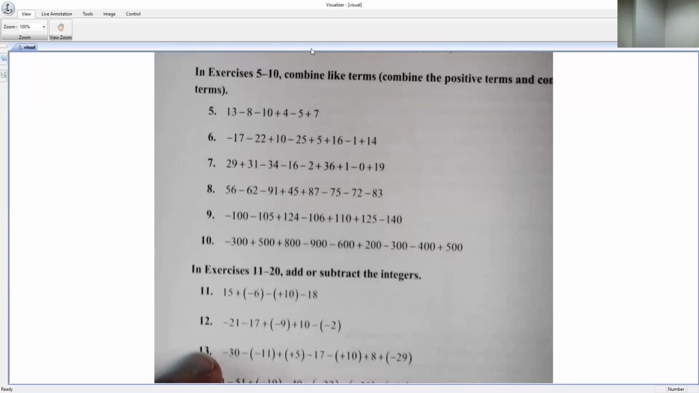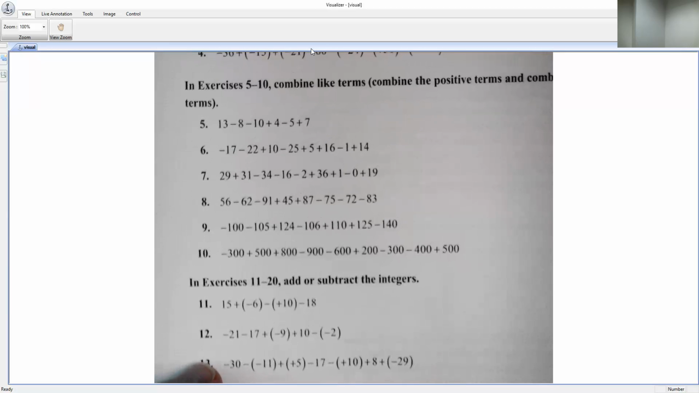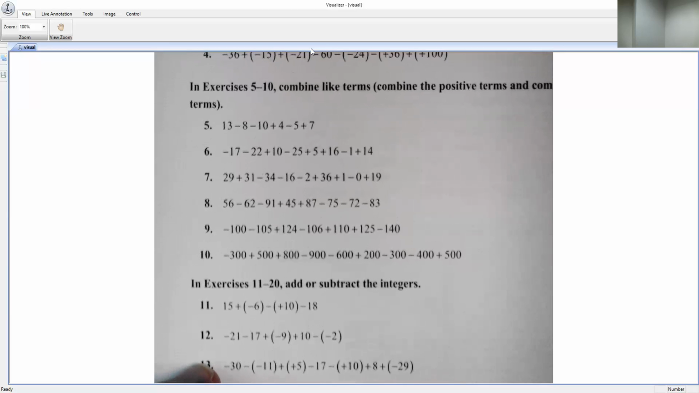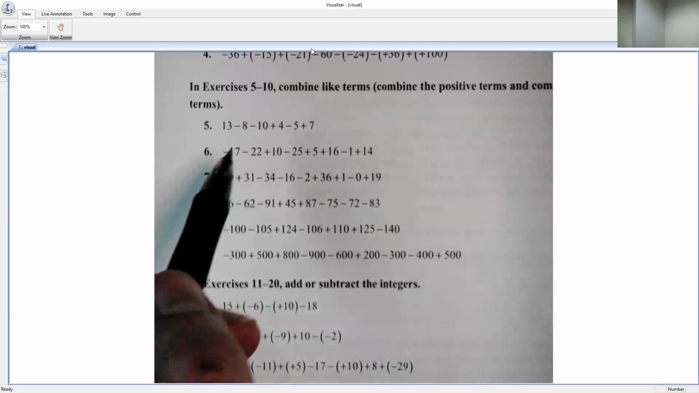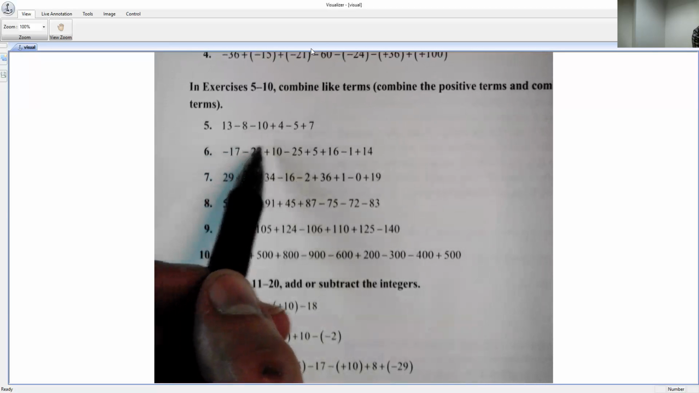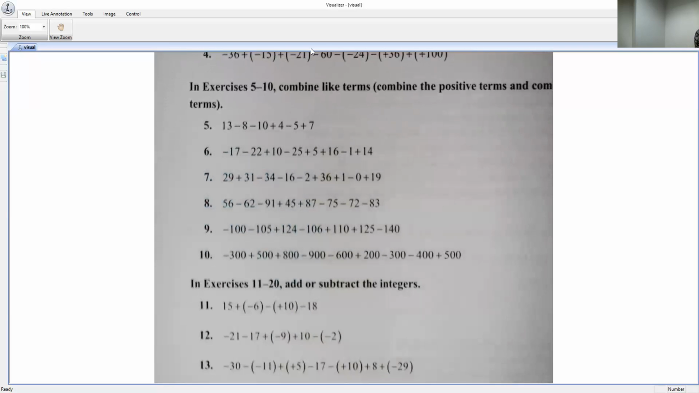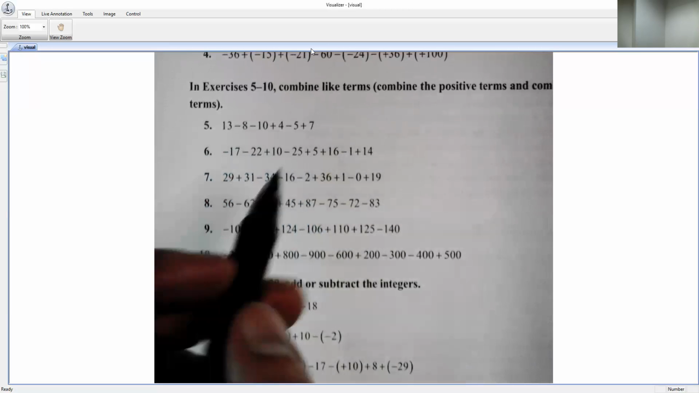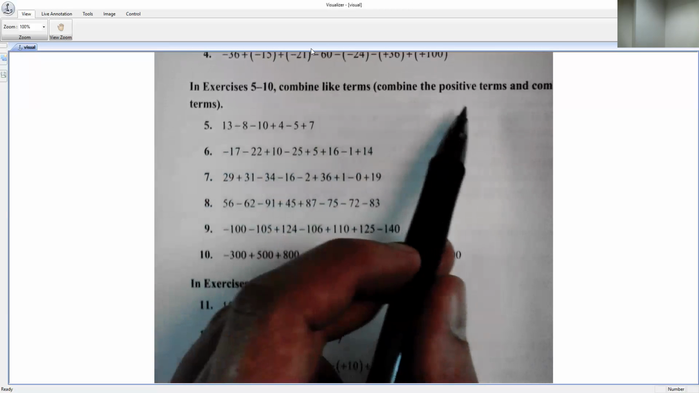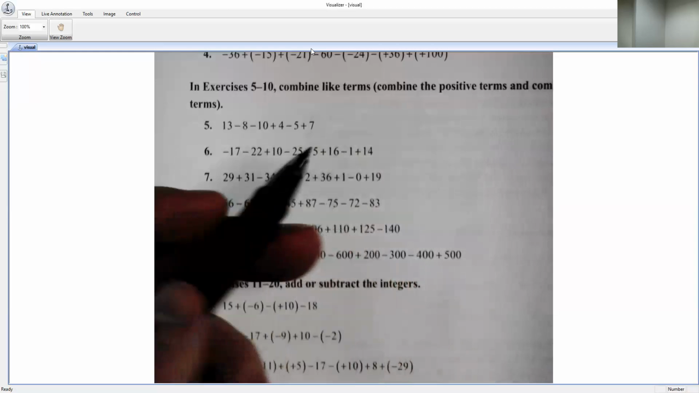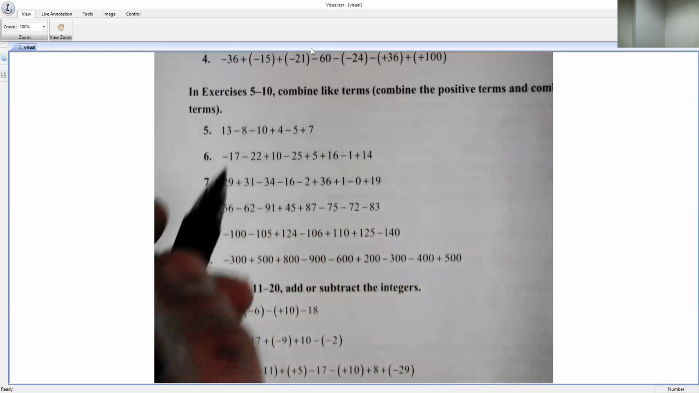Since addition in the real numbers is commutative and associative, if I have a lot of numbers to add together, like say here, 13 minus 8 minus 10 plus 4 minus 5 plus 7, then I can choose to do those additions in any order that I like. And here they're asking us to do the positives together and then to do the negatives together. So we'll group them in that way.